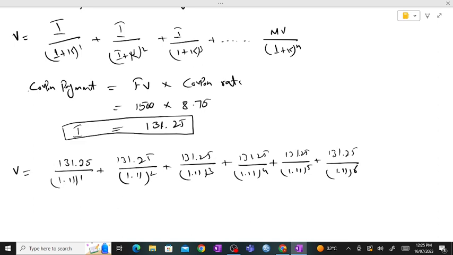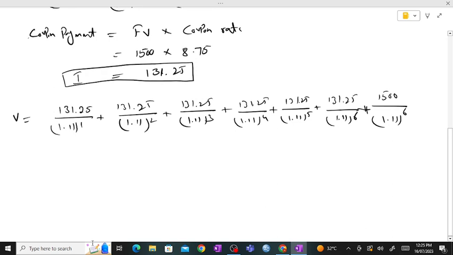Now, just to add MV over (1 plus K) power N, and how much is MV? The maturity value, which is 1500, over 1.11 power N, and we already have N, which is 6. Just calculate the amounts, how much you have.